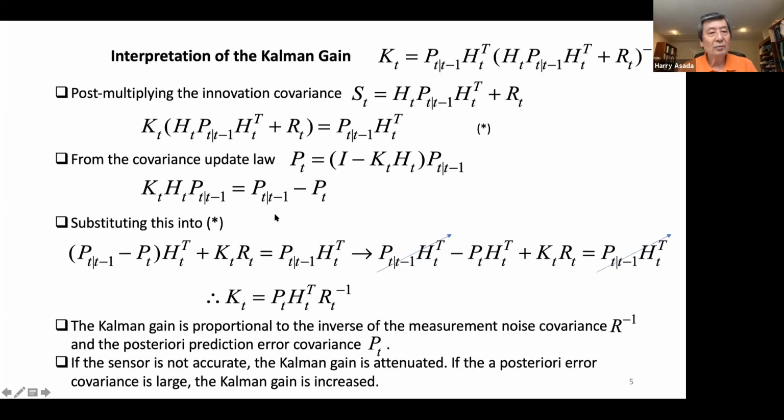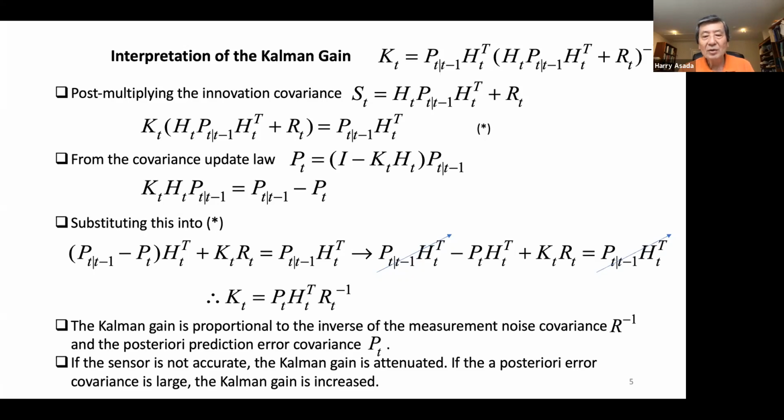So the Kalman gain can be expressed by using this innovation matrix. Now, next, I'd like to do a little bit more physical understanding or interpretation of the Kalman gain. The Kalman gain in this form is a little bit complex, so we can rewrite this in a more convenient form. Shown here, this particular part is the innovation covariance. So let's first post-multiply from the right side, and you get this expression, right?